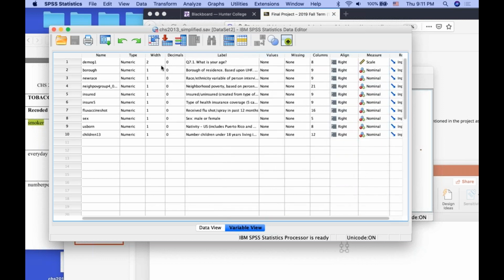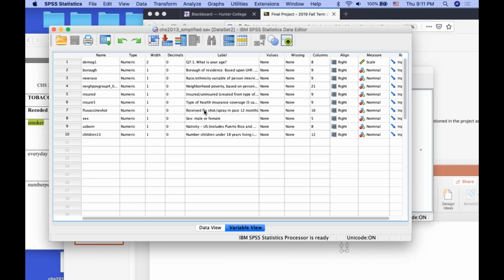So for instance, this first one is age. I left the variable age. I left a variable borough of residence. I've left a variable race or ethnicity. I've left a variable neighborhood poverty based on percentages, whether a person is insured or not, uninsured, type of health insurance. So I've given you a bunch of these.